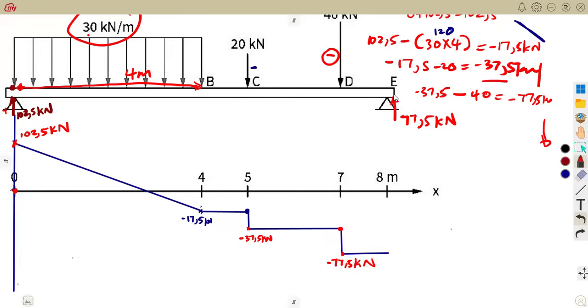Then at E, what do we have? At E, there is a support. Remember, a support carries a positive. We are going up, but up to where?